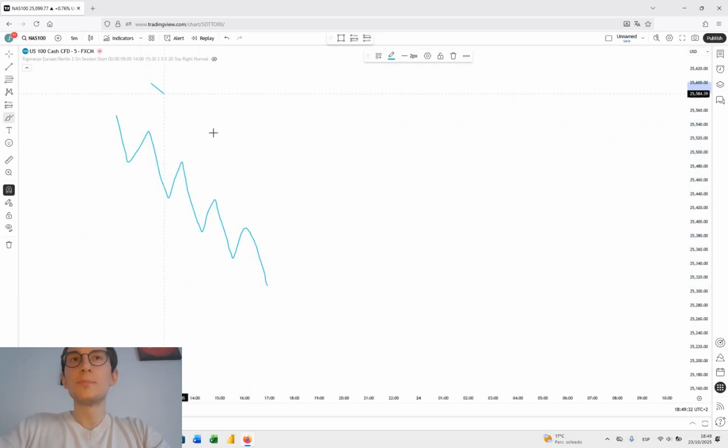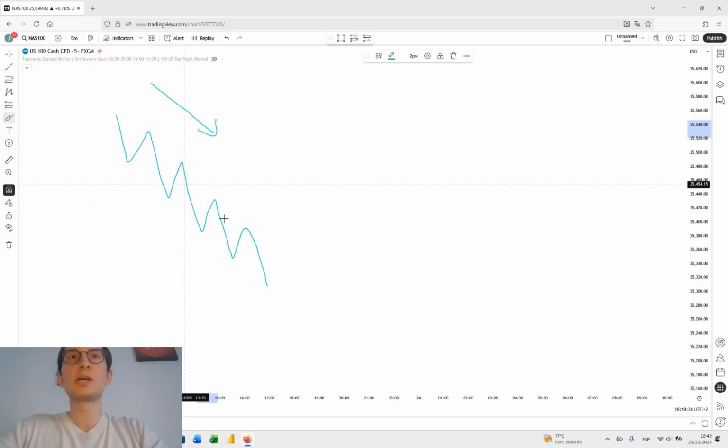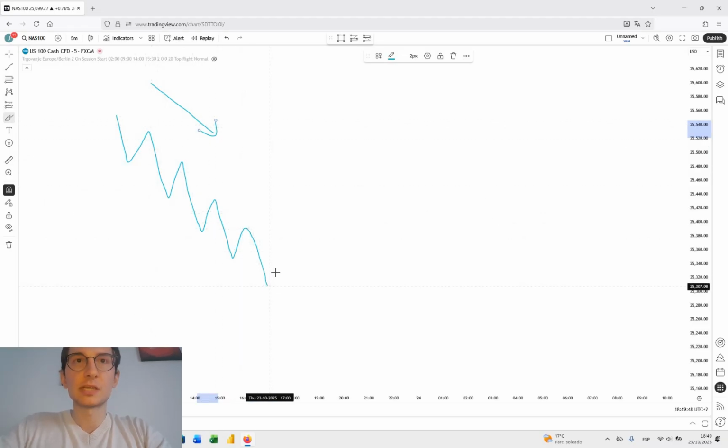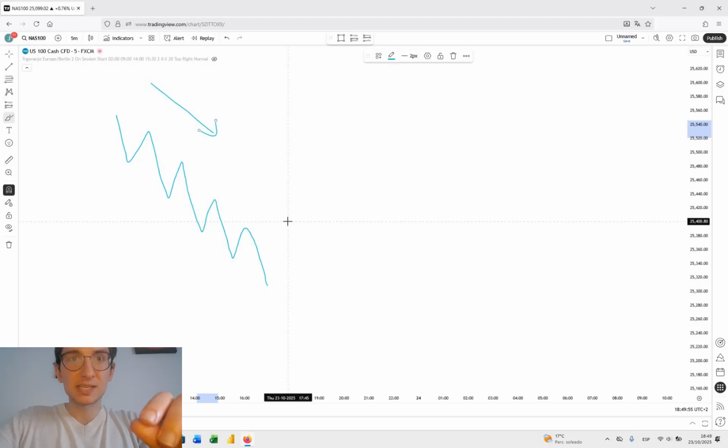So right now, here we have a bearish structure. Why? Because we are moving down. So what must happen to change the trend? What must happen that we change the direction from bearish structure to the bullish one? The so-called break of structure must happen.